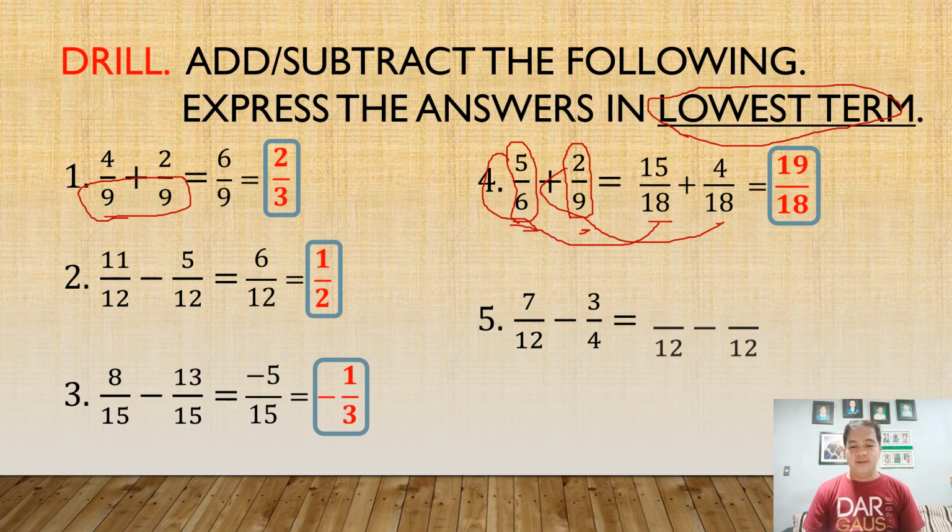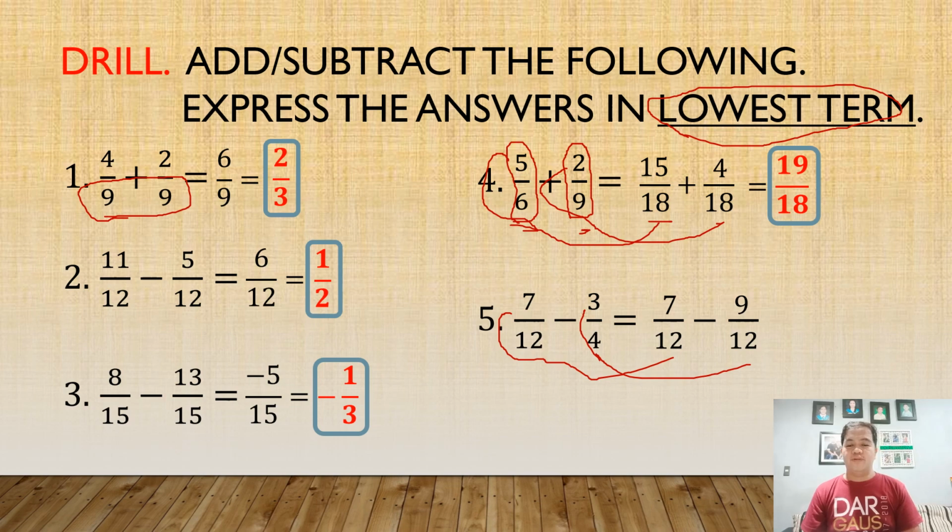Okay? Next. The LCD of 12 and 4 is 12. Then, 12 divided by 12 is 1. 1 times 7 sa taas is 7. Copy the subtraction. So, we have 12 divided by 4 is 3. 3 times 3 is 9. So, we'll have 7 12ths minus 9 12ths. 7 minus 9 is negative 2. Copy the denominator, 12. Lowest term na lang yung ating answer. So, it's now negative 1/6.